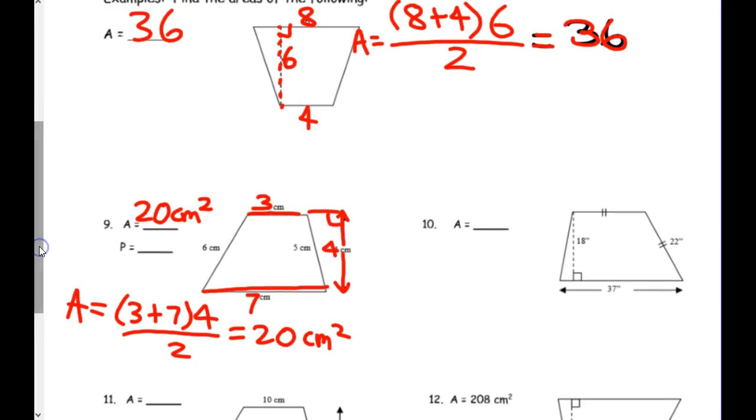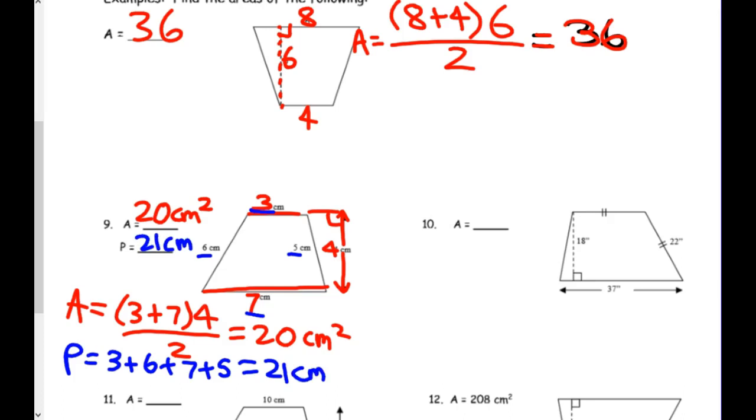Now for perimeter, what am I adding for my perimeter? So let's think about this. I got a side of 3, I got a side of 7, a side of 6, and a side of 5. 4 is not a side, 4 is the height. So we're not going to add 4, right? So 3 plus 6 plus 7 plus 5. We should get 21. Am I right? Huh? 21 centimeters? All right.